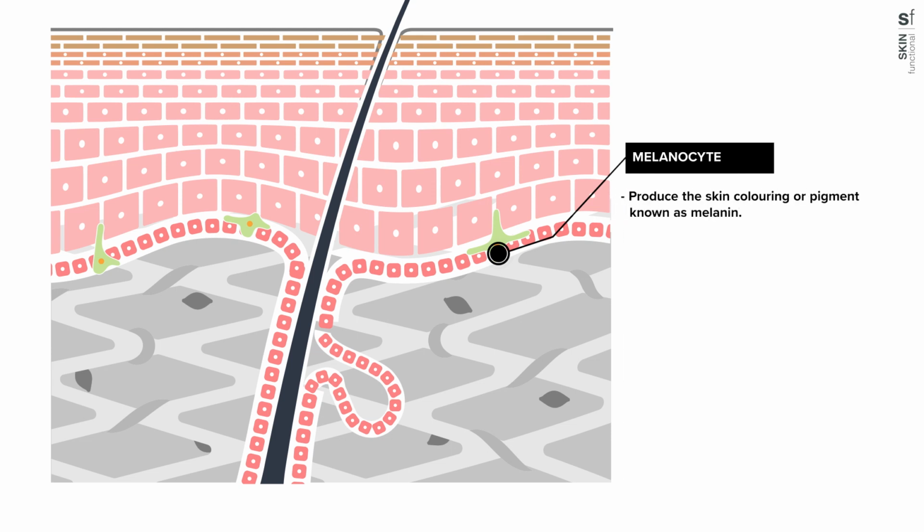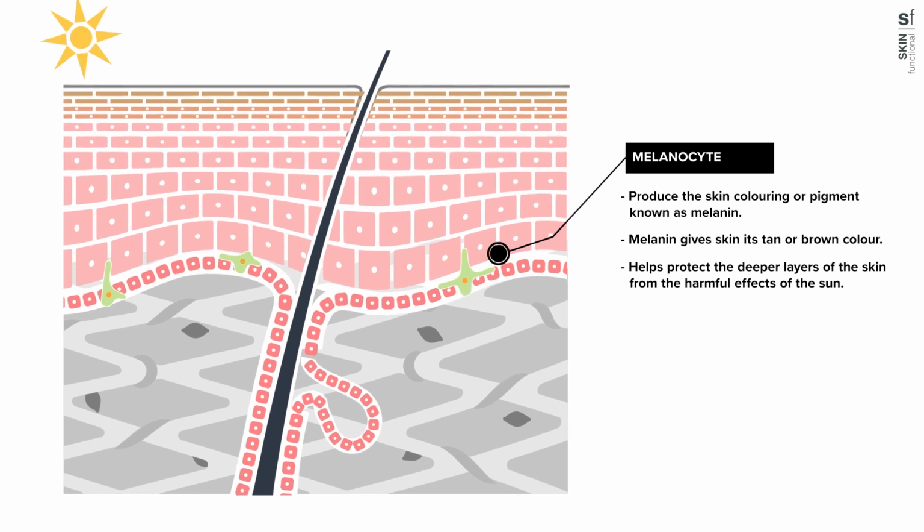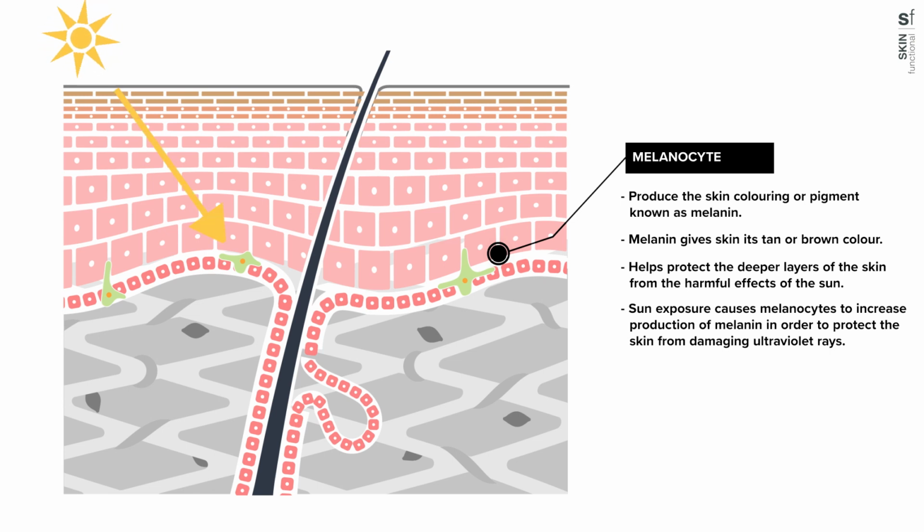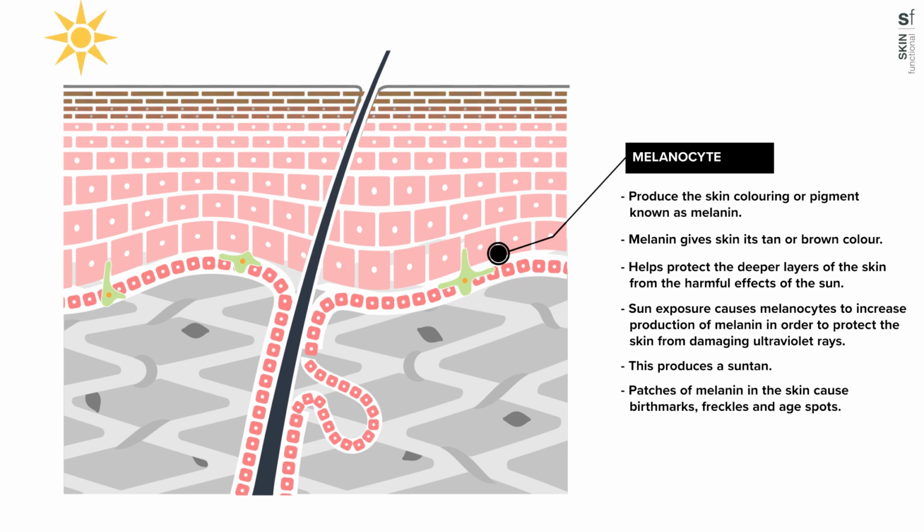Melanocytes produce the skin coloring or pigment known as melanin, which gives skin its tan or brown color and helps to protect the deeper layers of the skin from the harmful effects of the sun. Sun exposure causes melanocytes to increase production of melanin in order to protect the skin from damaging ultraviolet rays, producing suntan. Patches of melanin in the skin cause birthmarks, freckles, and age spots. Melanomas develop when melanocytes undergo malignant transformation.